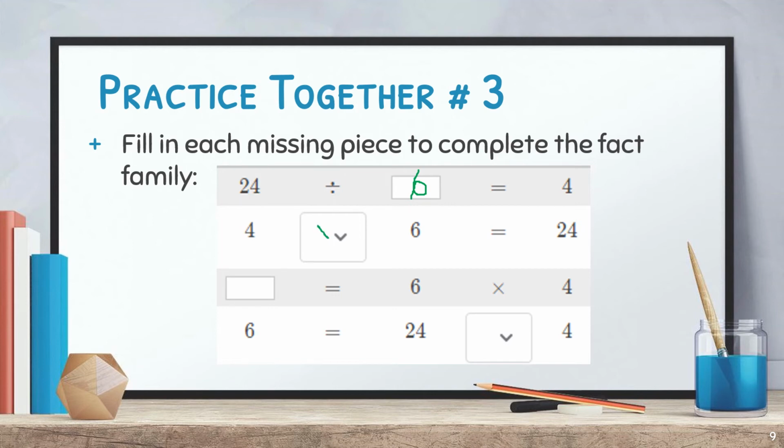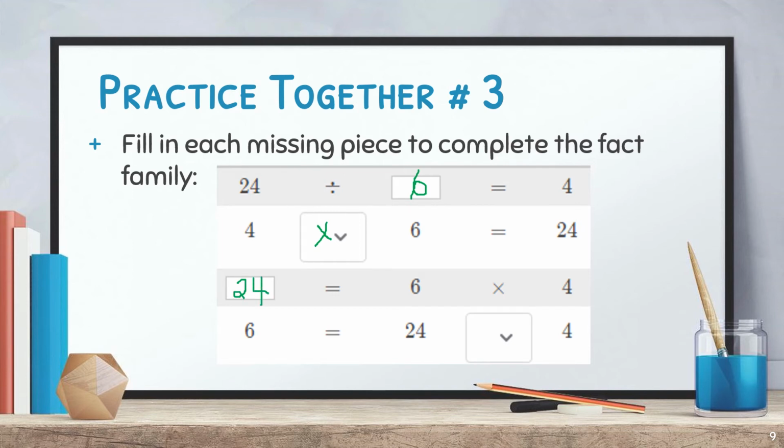Well, that is clearly going to be multiplication. We have our 2 smaller numbers making up what the larger number is the answer. So 4 times 6 equals 24. Blank equals 6 times 4. Well, 6 times 4 is 24. We're missing our 24, so that's going to go here.